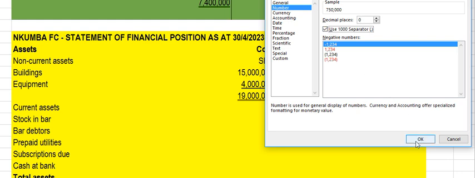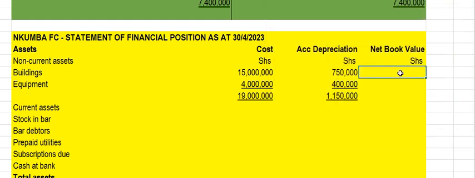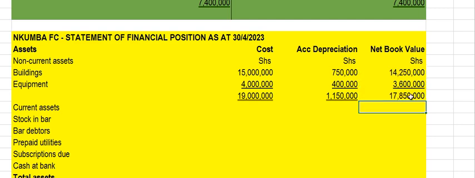So we can get the net book value. Net book value is cost of the asset minus the accumulated depreciation. And our total net book value for the non-current assets, we have the two, that is 17,850,000. That is the net book value of the two assets we have.